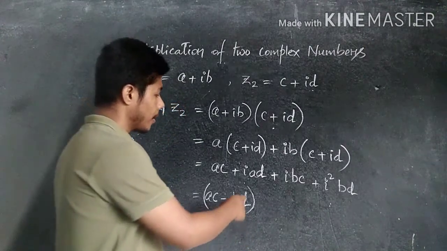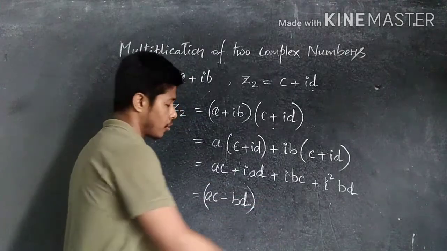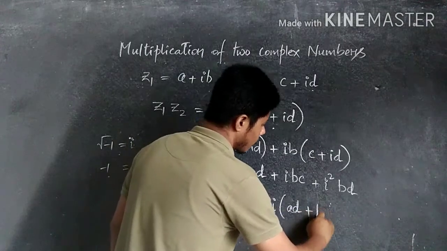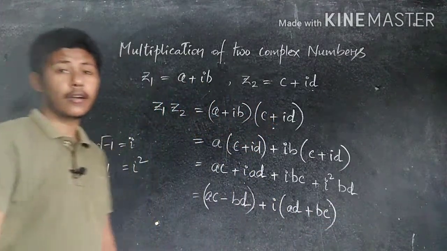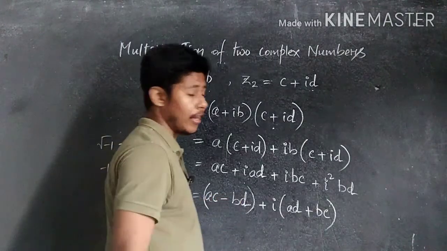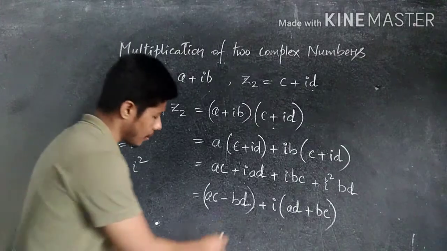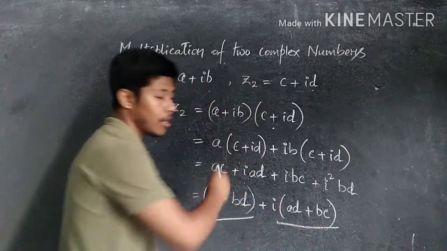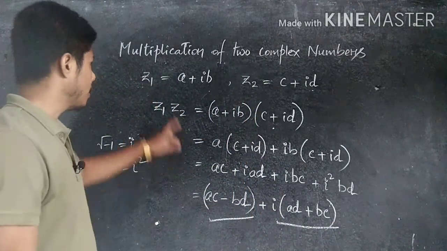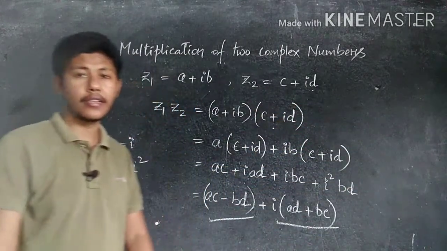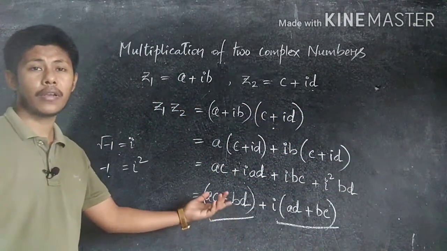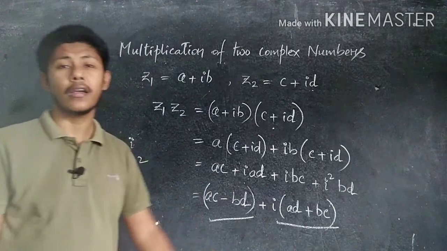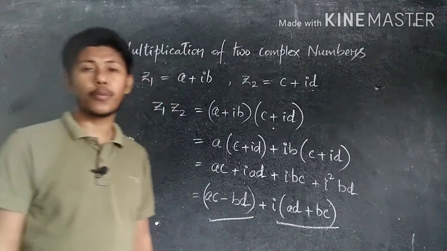Is it clear? And with the other terms, i is common. If you take i common, we get ad plus bc. Is it clear now? Now you see, ac, bd are all real numbers. Similarly ad, bc are all real numbers. So this one is the real part, and this real number multiplied by i is the imaginary part. So from here what can we say? The multiplication of two complex numbers is again a complex number. That means it satisfies the closure property also.